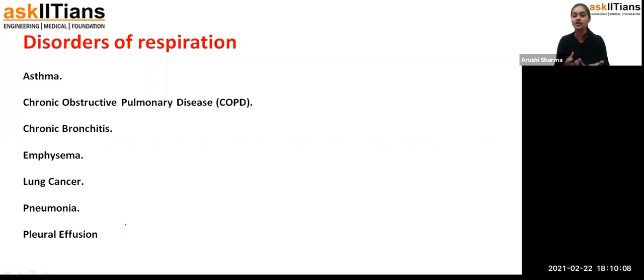Exactly, because we need oxygen. And why do we need that oxygen? Because in the presence of oxygen, glucose gets broken down into carbon dioxide, water molecules, and energy, and that energy is used by us, by animals, and by plants as well, so that we can do our work. That is how respiration is very important.